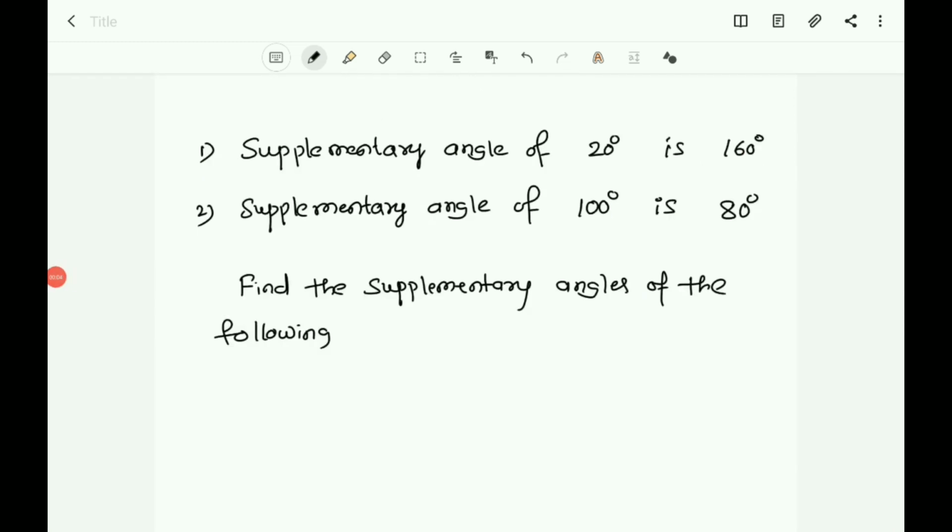For example, the supplementary angle of 20 degrees is 160 degrees, because 20 plus 160 is 180. So, 20 degrees and 160 degrees are supplementary angles. Similarly, the supplementary angle of 100 degrees is 80 degrees. You know that 100 plus 80 is 180. So, 100 degrees and 80 degrees are supplementary angles.